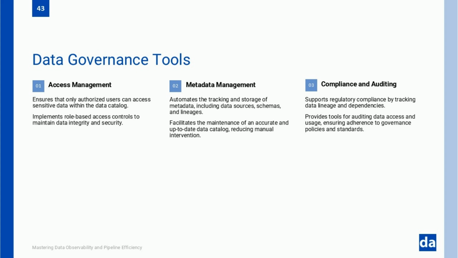Tools like Informatica Axon or Apache Atlas ensure your data pipeline is always in compliance with governance policies and industry regulations. These tools provide detailed audit trails, so if someone asks who accessed this data and why, you'll have the answers ready. They're particularly critical for industries like finance and healthcare, where compliance is non-negotiable.